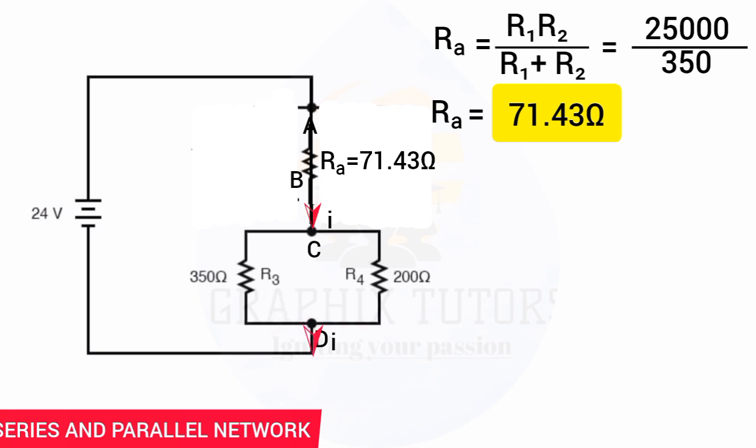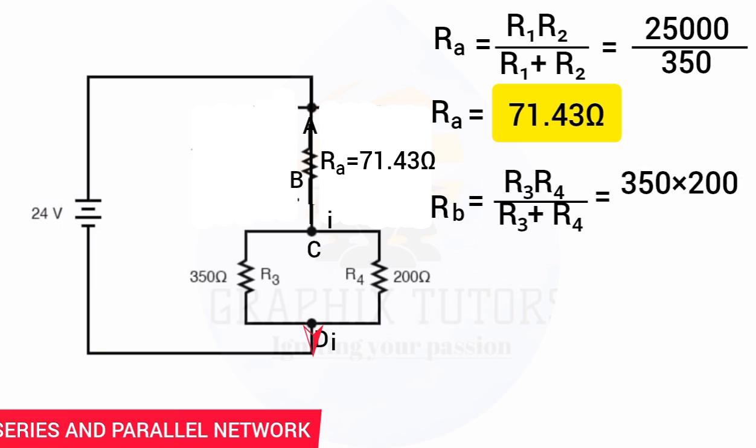Is that okay now? Now you use the same formula saying RB is equals to R3 R4 all over R3 plus R4. Now when you input your values, it will be 350 times 200, right? Divided by 350 plus what? 200. Is that taken? And when you multiply 350 times what? Times 200, you're going to be having 70,000. Is that taken? And when you now add 350 plus 200, you're going to be having what? 550.